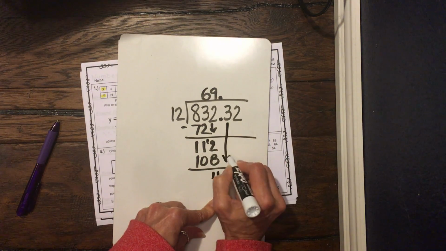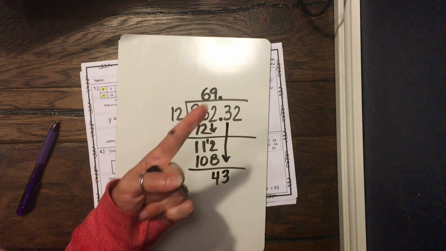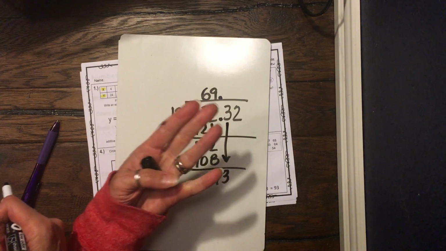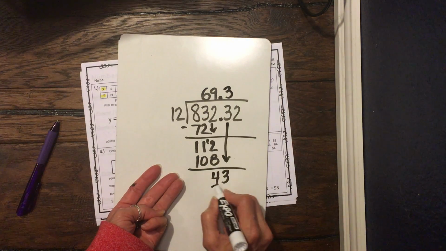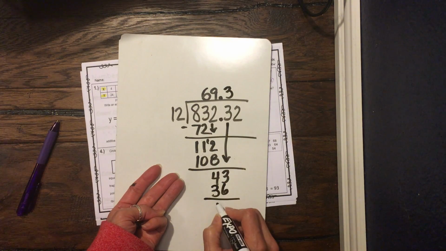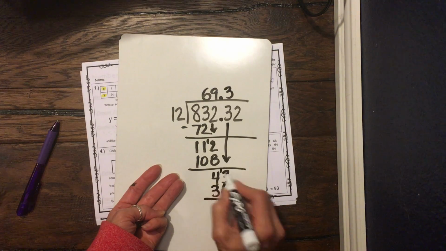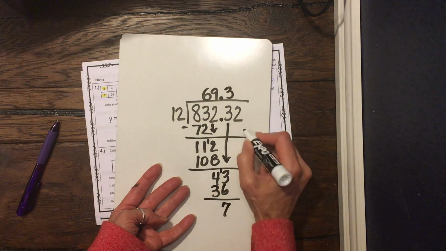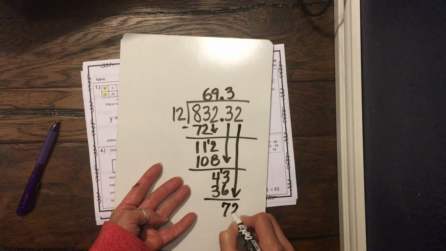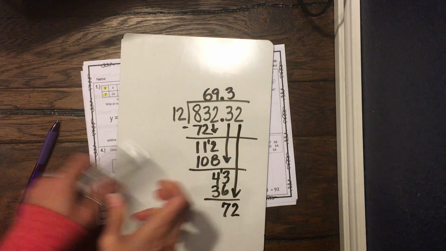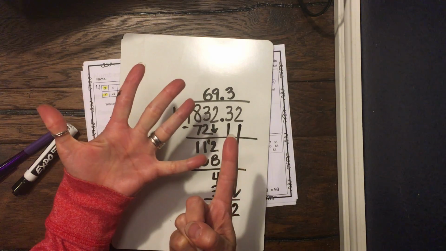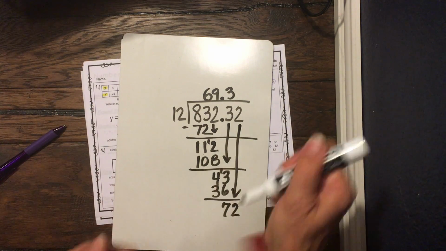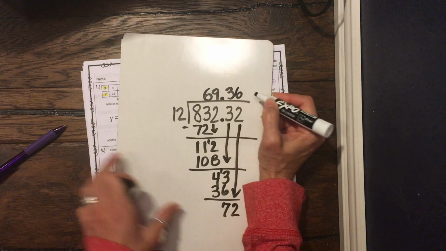We're going to bring down our next number, which is a 3. 12, 24, 36, 48. 48 is too much, so it's going to be 3. And 12 times 3 is 36. 43 minus 36 is 7, since our friend needs help. We're bringing down our last number, 2. So we'll say our 12s again. 12, 24, 36, 48, 60, 72. So it goes exactly in 72 times, and that is a 6.